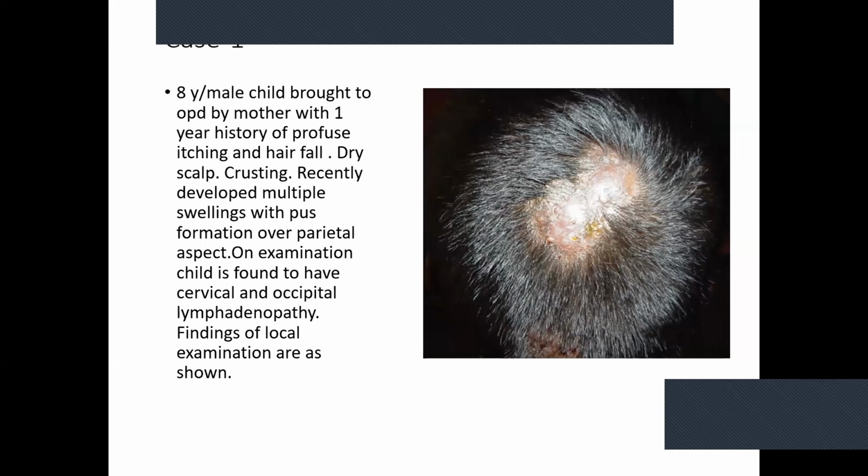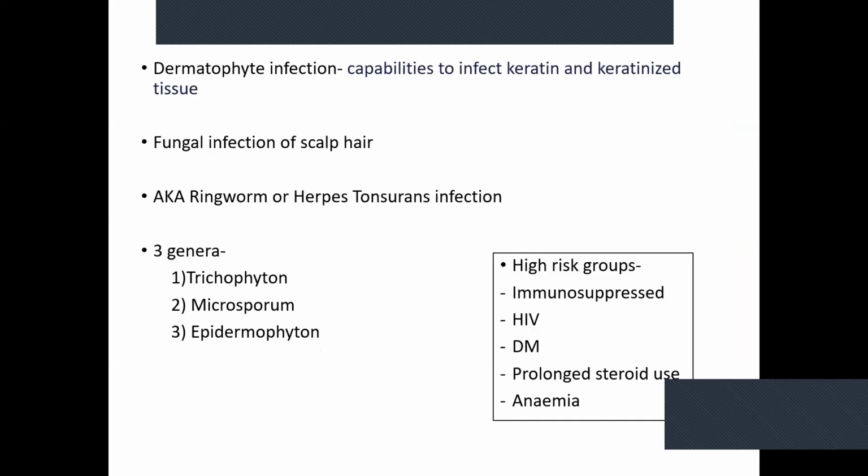You continue presenting. Yes. So this is basically a case of tinea capitis, a dermatophyte infection, where they infect the keratin and keratinized tissues. It is a fungal infection of the scalp and scalp hair. It is also known as herpes tonsurans infection or ringworm. Three genera are responsible: trichophyton, microsporum, and epidermophyton. The high-risk groups include HIV, diabetes, prolonged steroid use, and anemics.